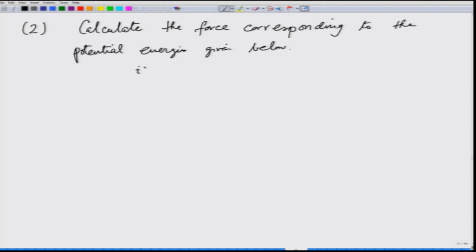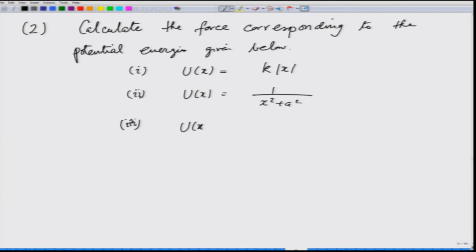So, the potential energies given are: first, U(x) equals k modulus x; second, U(x) equals 1 over x squared plus a squared; and third, U(x) equals minus 1 over x squared plus a squared. So, let us take them one by one.